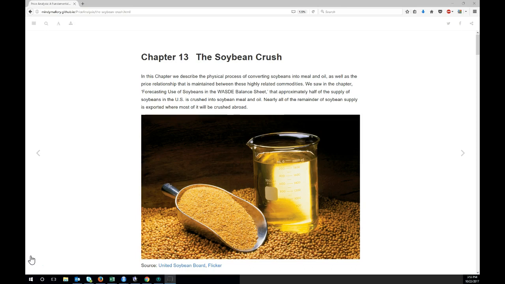So for a soybean crusher, their business is to buy soybeans and crush them and turn them into meal and oil. So we'll talk about that process in a little more detail in a second. But remember when we were talking about the soybean balance sheet that about half of U.S. soybeans go to domestic crushing. So this is a really big part of the soybean market, especially in the United States.